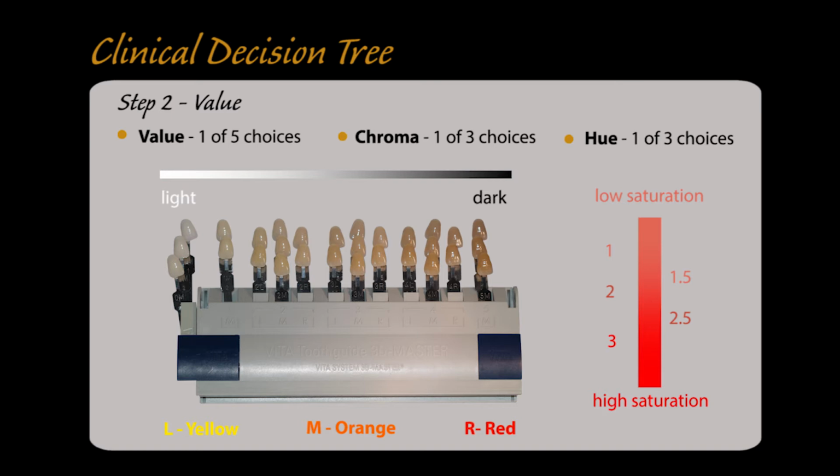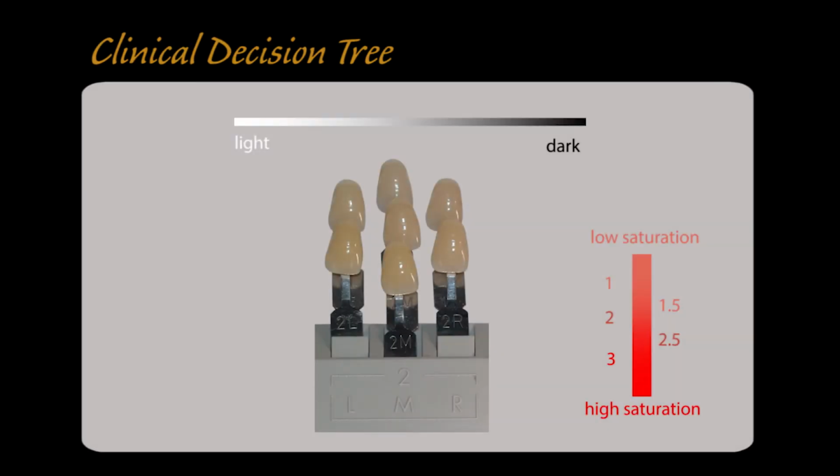Now we're going to talk a little bit about hue and chroma. How do we select those using the shade guide? Hue, as you notice at the bottom of the shade guide, we have L for a yellow hue, M for an orange hue, and R for the red hue. Now let's reference the value group 2. In value group 2, you have a 2L, a 2M, and a 2R. You notice consistently the first number 2 references the value group. So all of those shade tabs are value group 2, all the same amount of gray coloration or gray saturation. The L is what we reference as those two shade tabs, a 2L1.5 and a 2L2.5. Those reference the yellowish hue.